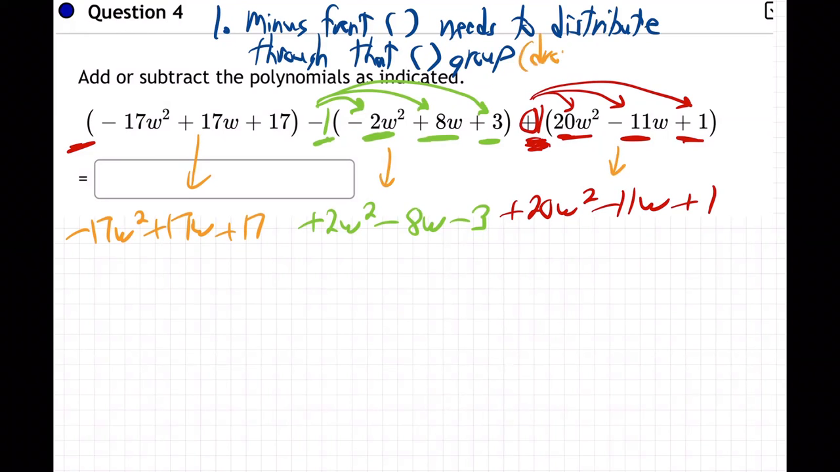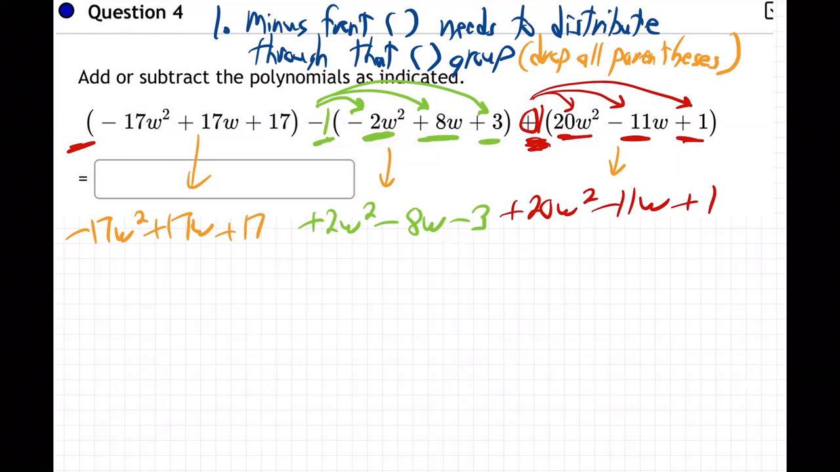I'll write here, drop all parentheses. Parentheses. Can you spell that? Parentheses, yeah. So I dropped all parentheses. They're gone. So, and the only thing that changed was we had a negative in front of this middle group. So that negative needed to distribute to all three, changing all three signs.